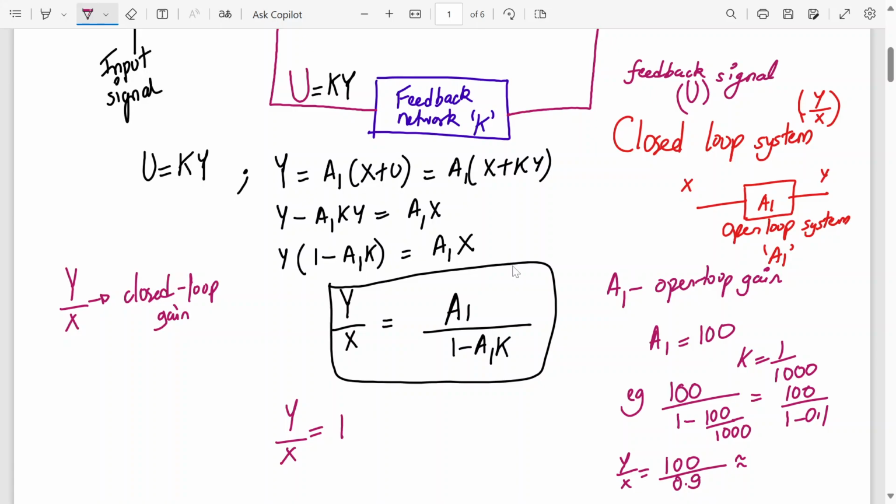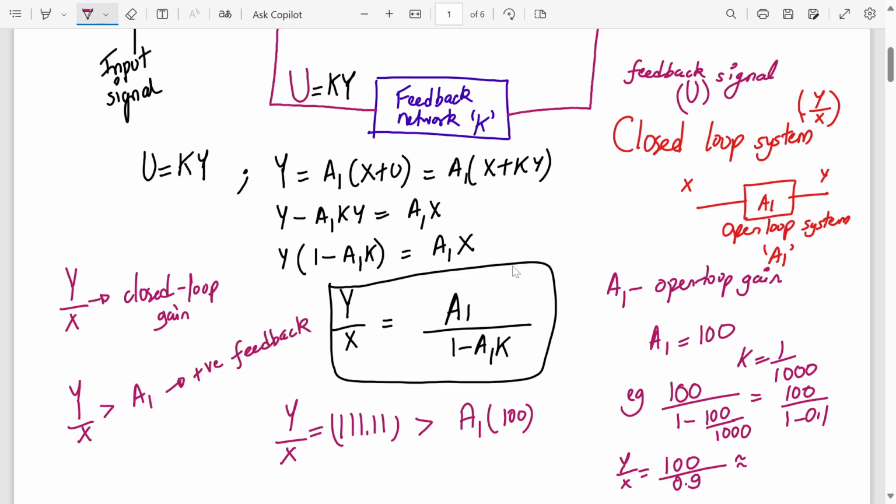It's 111, na? Is this greater than your open loop gain, which is 100? Yes. So it is definitely greater than this thing. So whenever the closed loop gain y by x is greater than the open loop gain, which is A1, I can say we are using a positive feedback.